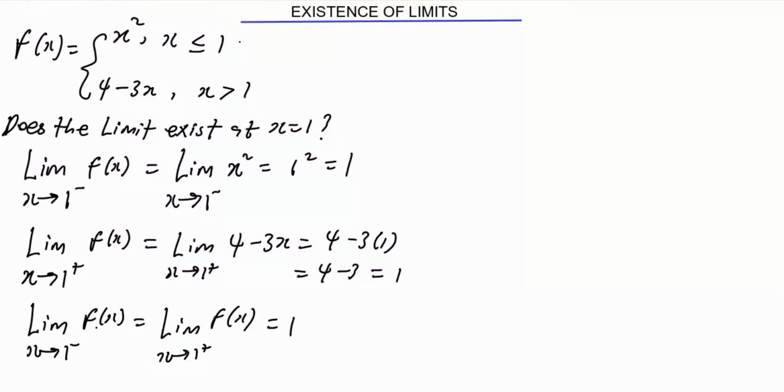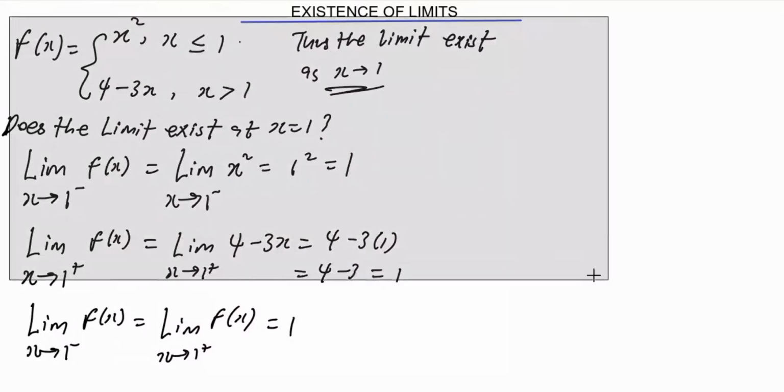So since the left hand limit and the right hand limit are equal, thus the limit exists as x tends to what? 1. So the limit exists as x tends to 1. Good. Alright, that is it. Let's look at another question.